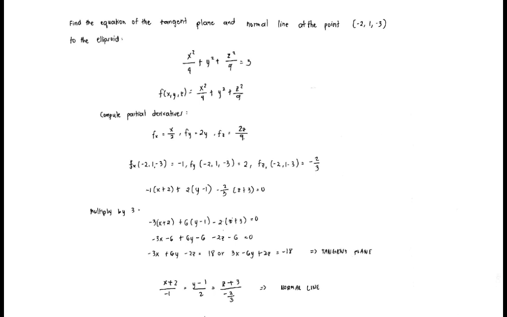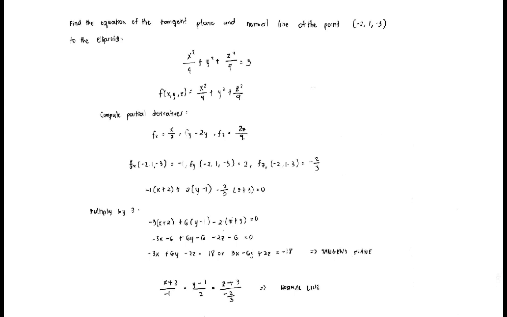So we have now f_x equals x over 2, f_y equals 2y, and f_z equals 2z over 9. So at (-2, 1, -3), we have for f_x negative 1, for f_y we have 2, and for f_z equals negative 2/3.